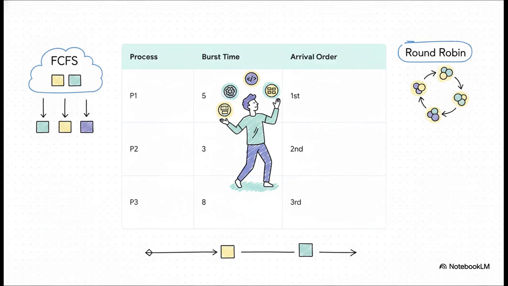So let's see how this plays out. Process P1 arrives first, and it needs 5 milliseconds of CPU time. We call that its burst time. Now, even though P2 is shorter, it doesn't matter. It has to wait its turn. So P1 runs until it's done. Then P2 gets its 3 milliseconds, and finally, the really long P3 process gets to run. It's simple and totally predictable.